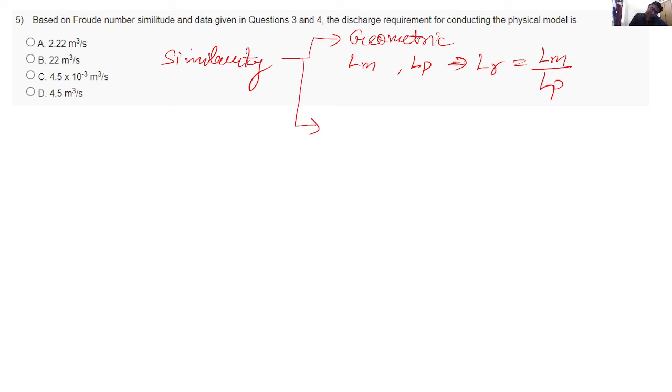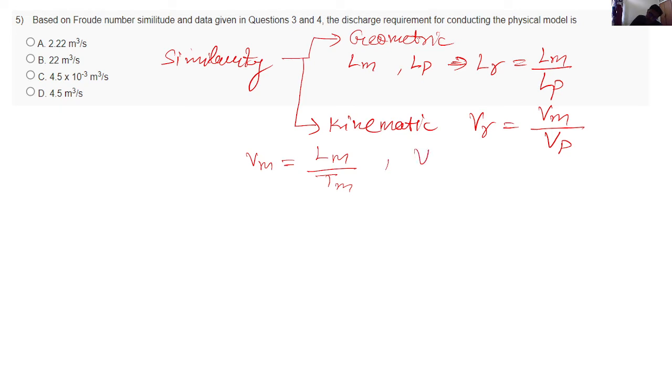The second similarity is the kinematic one. The kinematic similarity is the similarity of motion, that is, either that of the acceleration or velocity along the x, y, and z components. So the ratio for the velocity can be represented as the velocity of the model to the velocity of the prototype. Now we know that the velocity of the model can be taken as the length of the model to the time of the model. Similarly, Vp can be represented as Lp by Tp.